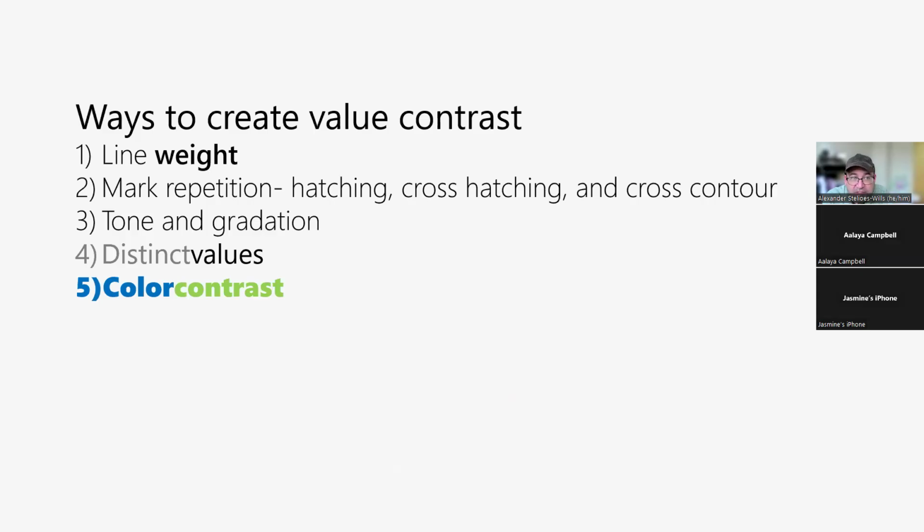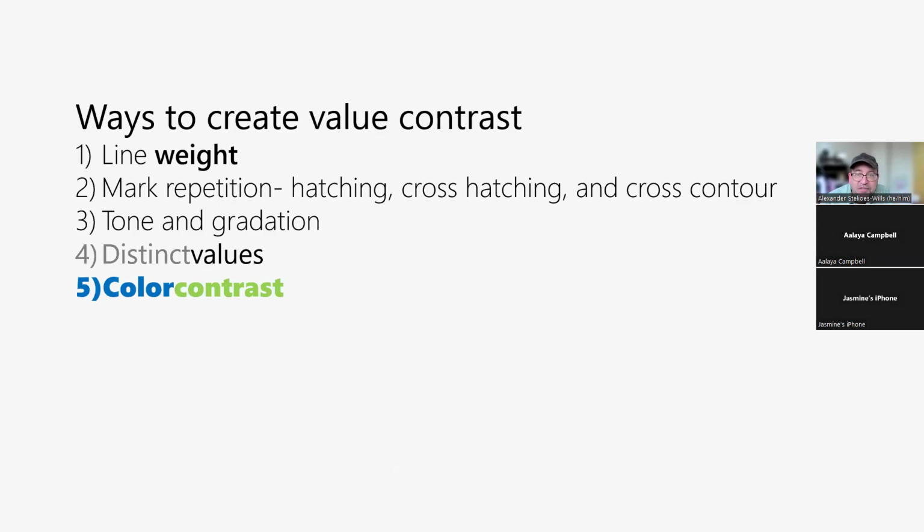So here we go. Ways to create value contrast. So there's line weight, right? Of course, like that word line and that word weight are the same value black, but they look very different from each other, right? Because one is bold and one is ultra light. Okay. Through mark repetition. I didn't have a typed way to represent repetition. I should have come up with something.